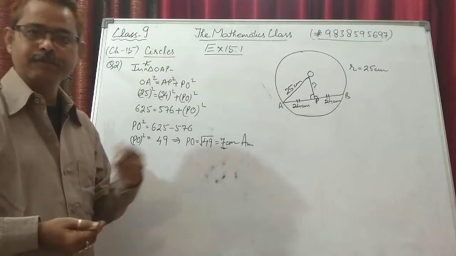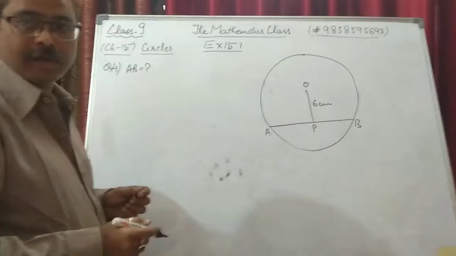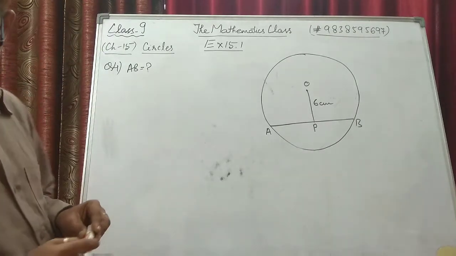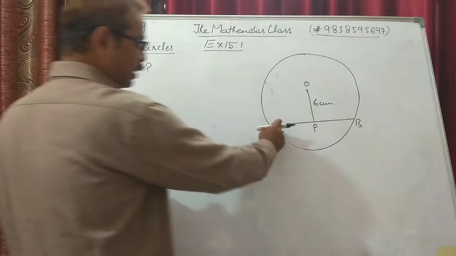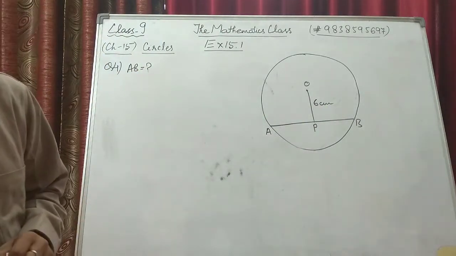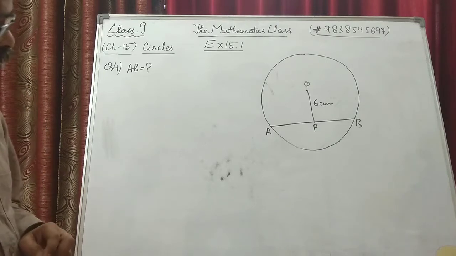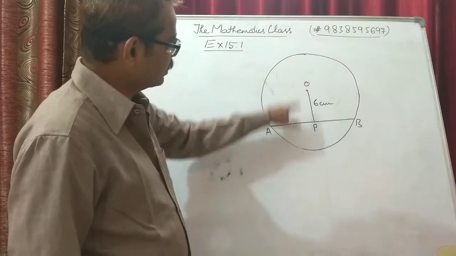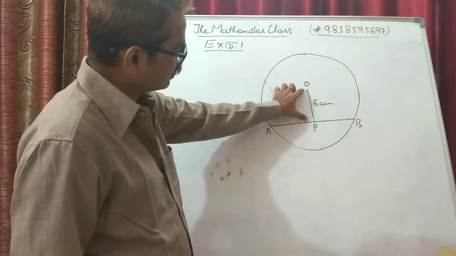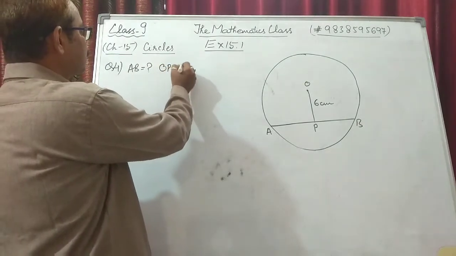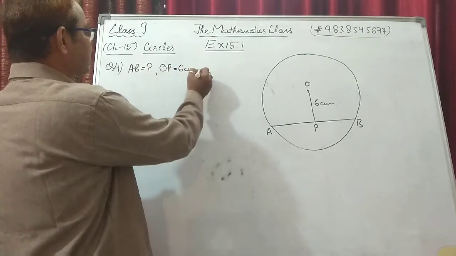Now we move on to the fourth question. Let's see what is there. Now next is question number 4. In this they say calculate the length of the chord, means you have to calculate the length of AB chord. So I have written AB is equal to question mark. So calculate the length of the chord which is at a distance of 6 centimeters from the center. This chord AB is 6 centimeters away from the center. It means OP is 6 centimeters. So I have written OP is equal to 6 centimeters.